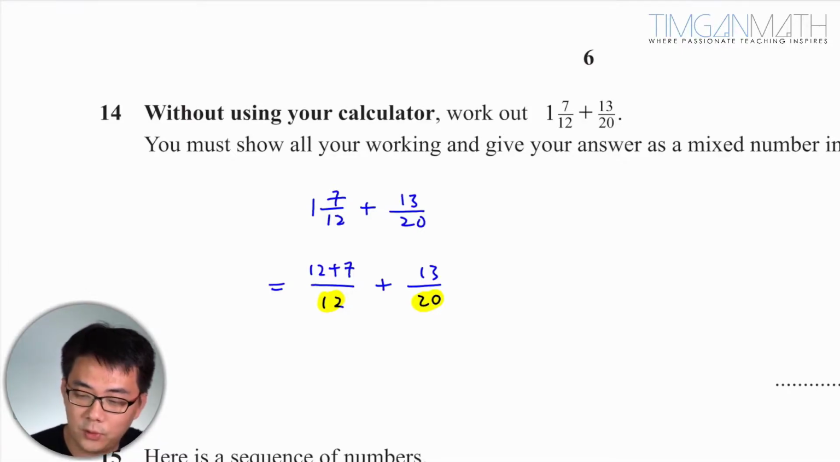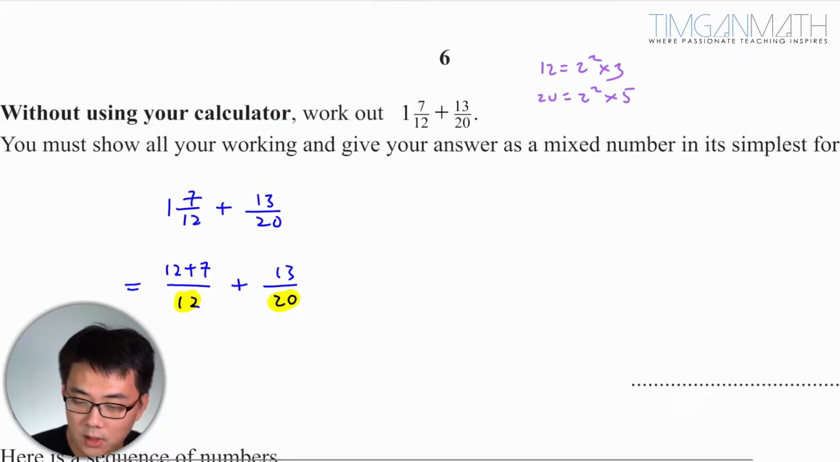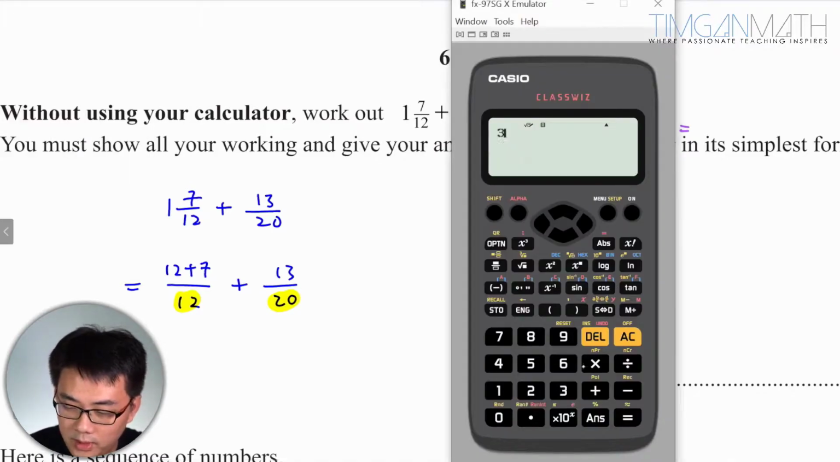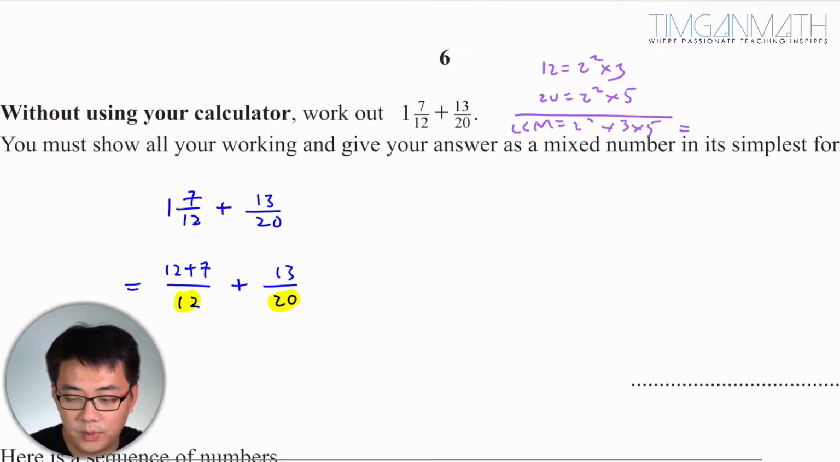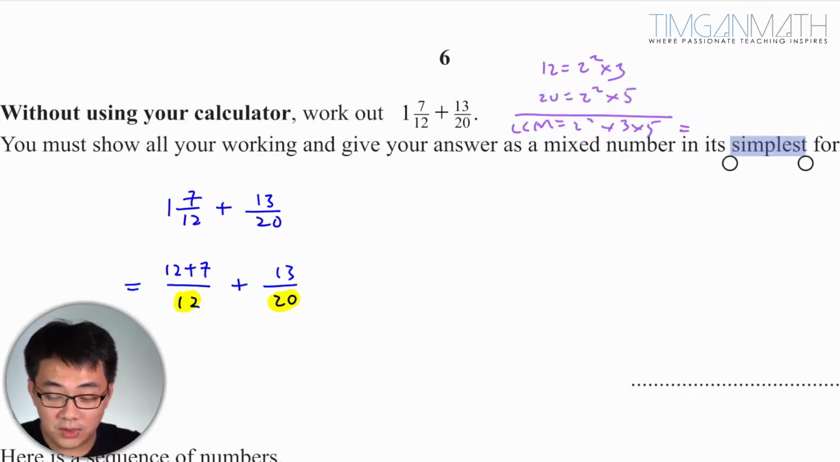So if you're not too sure what it is, you could just quickly do 12 is equal to 2 squared times 3, 20 is equal to 2 squared times 5. So you realize that the LCM here will be 2 squared times 3 times 5, all right? Which is actually very quickly 3 times 5 times 4. LCM will be the easiest. 4, 3 times 5, yeah, correct. So it's 60.